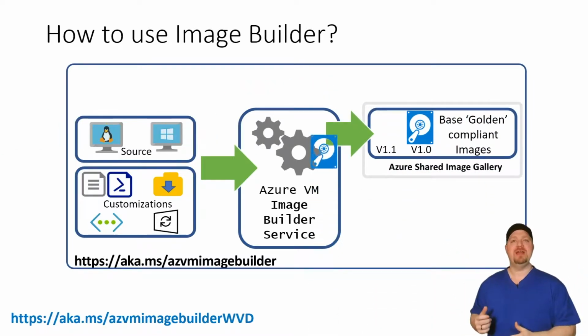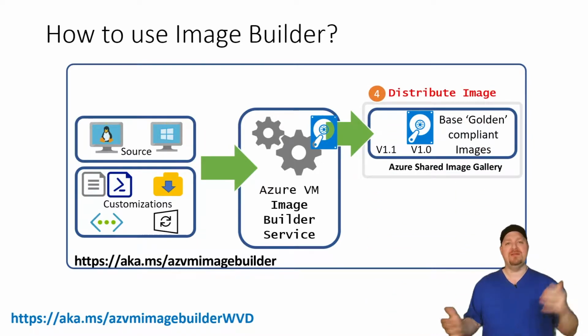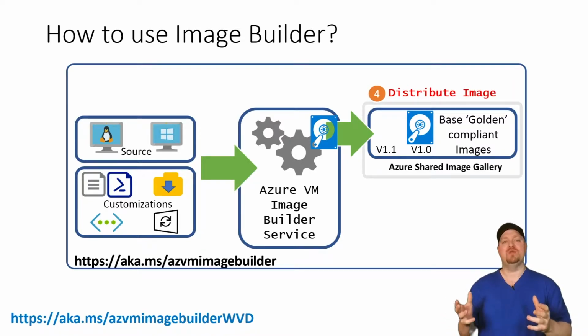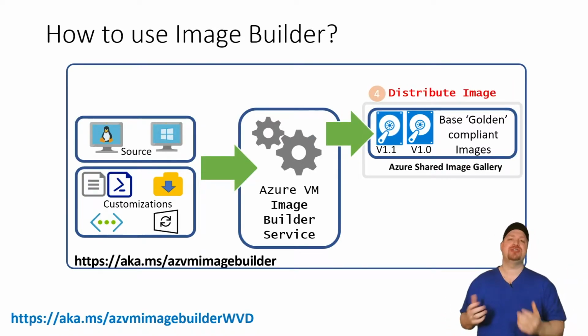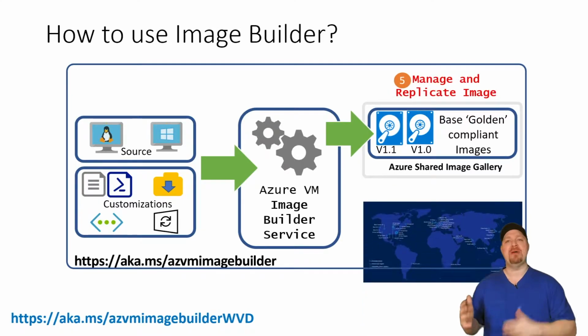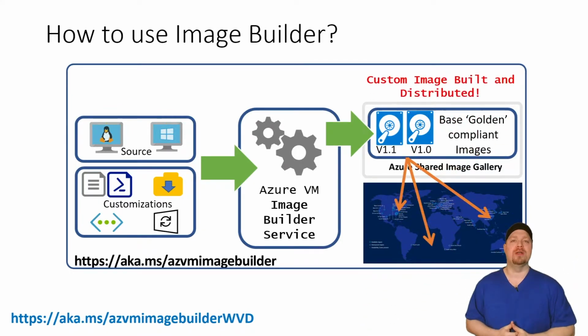Which leads us to the last part, and that is the distribution. Once the staging VM is finished, sysprep will run, the VM will be shut down, and then the image capture process will occur. And that VM image will then be imported into the Azure Shared Image Gallery so that it can be replicated to whatever regions you want around the world.